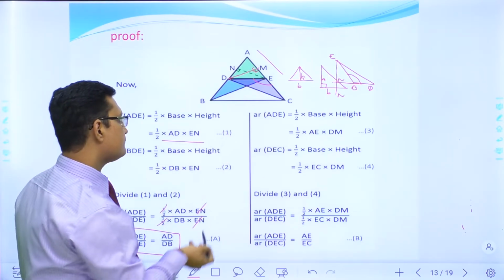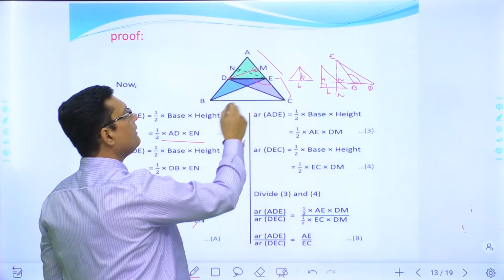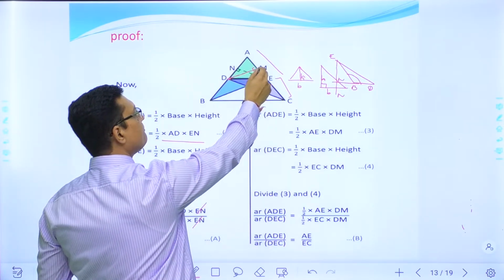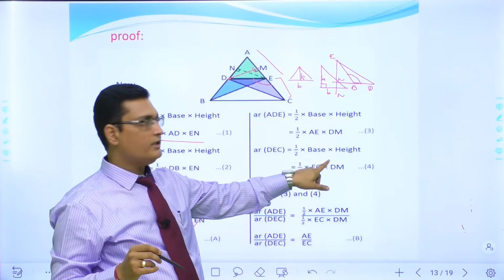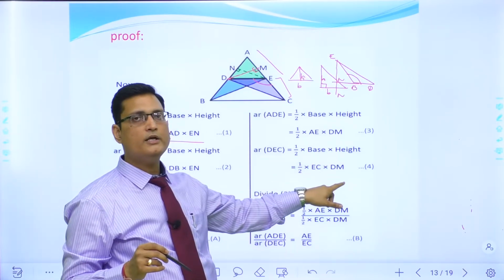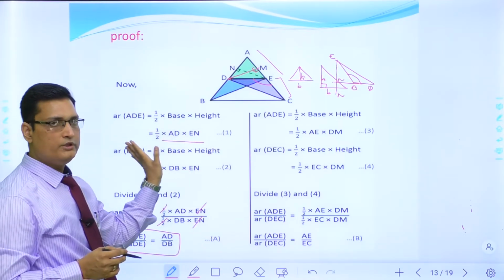So here, if I am taking EC as base and DM as perpendicular, then area of triangle DEC will be half EC into DM. I hope it is clear. It is very similar to this one.